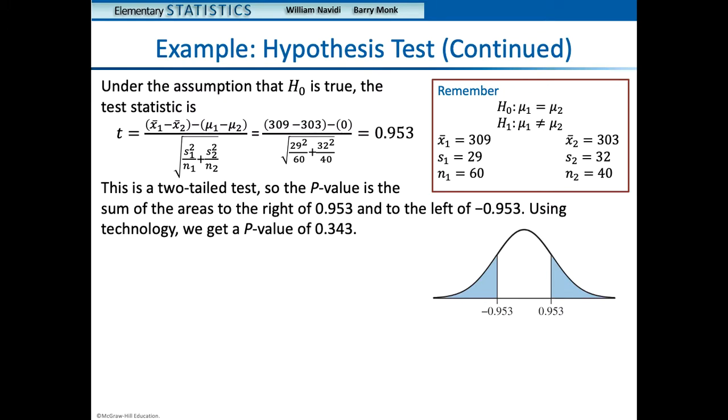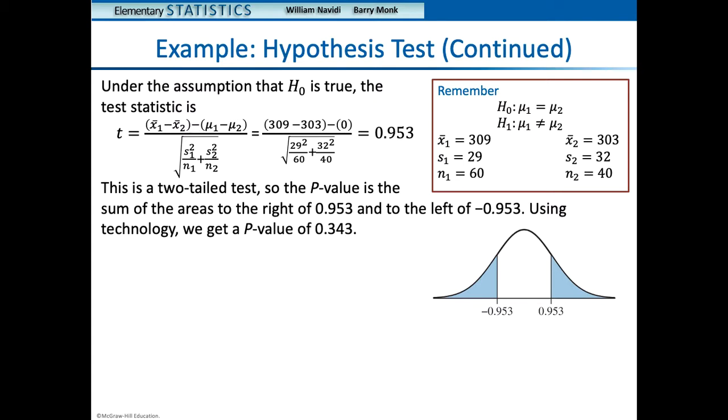Okay. Really the best option for finding the p-value is using technology because it's the only way to get an exact value. If we do that, we get a p-value of 0.343.